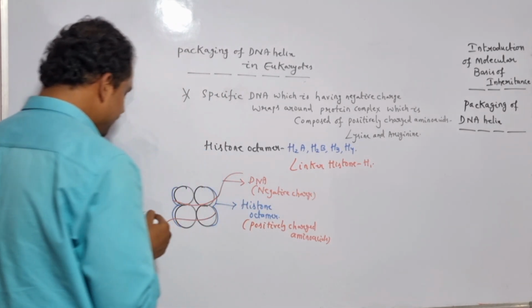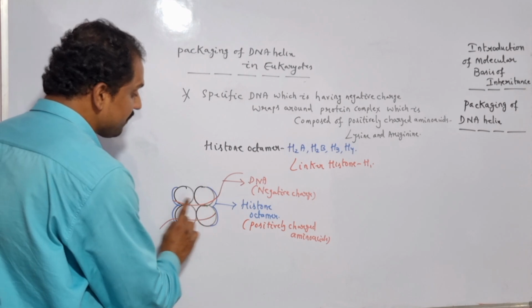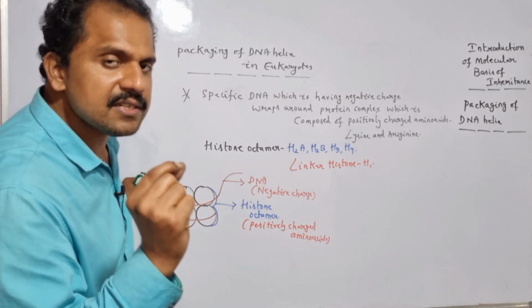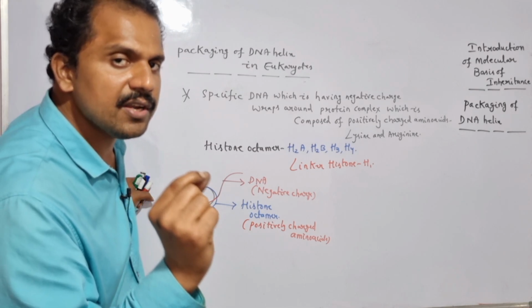So once the specific DNA which is having the negative charge wraps around on the surface of the histone octamer, it leads to the formation of a specialized structure which is nothing but what? Nucleosome.